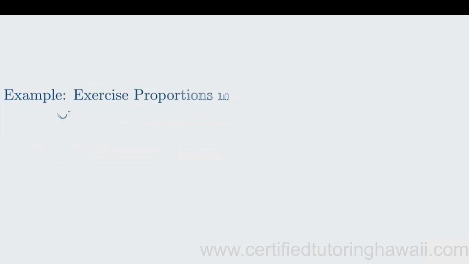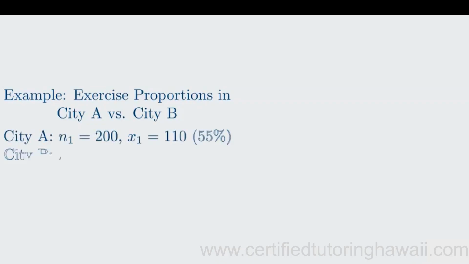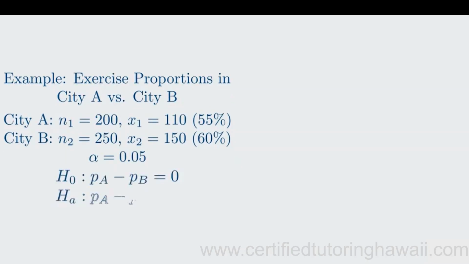Let's try a second example to practice interpreting the p-value more deeply. This time, let's look at a public health question. Is there a difference in the proportion of adults who exercise regularly in City A versus City B? In City A, 110 out of 200 adults exercise. In City B, 150 out of 250 exercise. Our null hypothesis is that there is no difference in exercise rates. Our alternative is that there is a difference. Note that this is a two-tailed test because we are looking for any difference, not just one being larger.